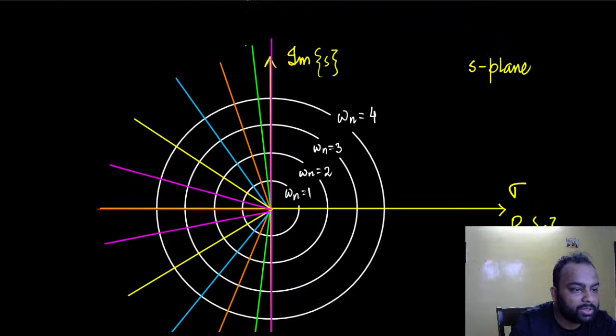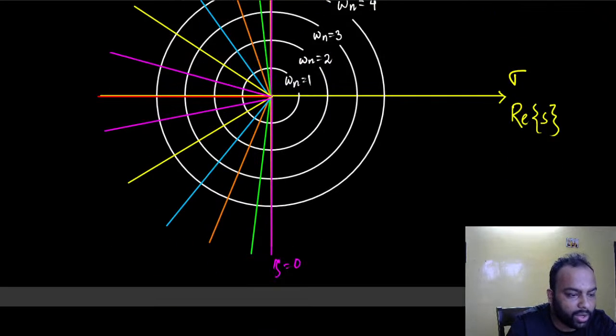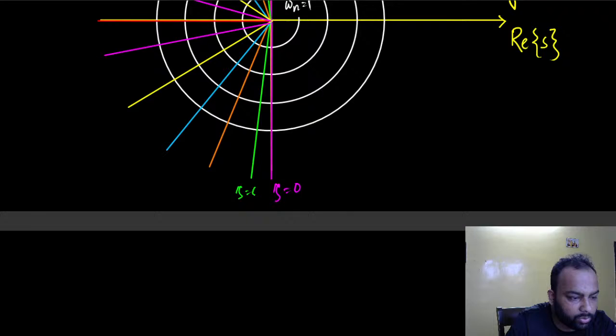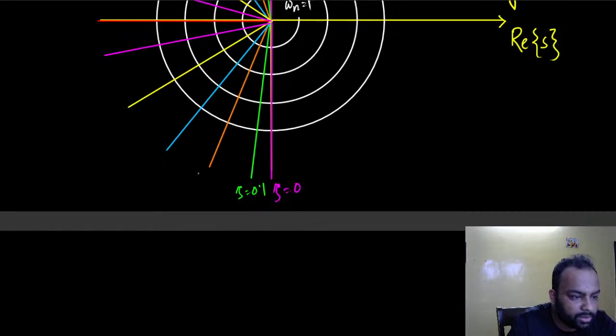Let's say this denotes zeta equal to 0.1. This is zeta equal to 0. This is zeta equal to 0.1. This is zeta equal to 0. Say this is zeta equal to 0.2. Again, these are arbitrary.